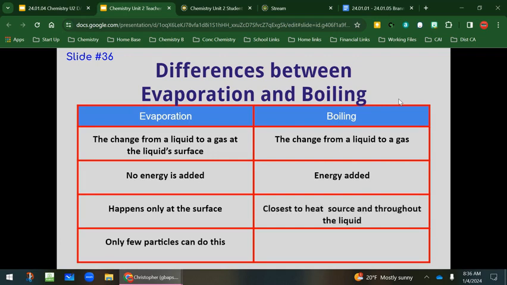It happens closest to the heat source for boiling. And then you're right, once you get it up to a hotter temperature, it'll happen throughout the liquid. Evaporation only happens at the surface, and only a few particles can evaporate. Not all. What would happen if all particles evaporated? We wouldn't have any liquid water on our planet. With boiling, any particle anywhere can do it because once you add enough heat to it, it will boil. That's kind of scary.